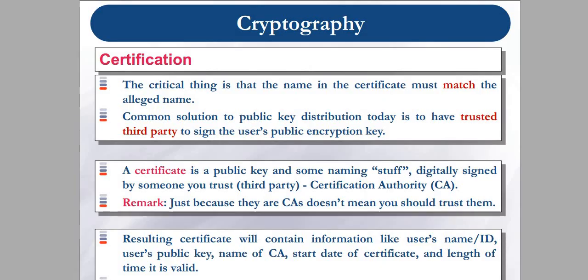A certificate normally is just an ID card which has some related information like the user's name or user's ID, the user's public key, which is important as I said, the name of the certificate authority, the start date of the certificate, and the length of time it is valid. Alright, so that's the distinction between digital signatures and digital certificates.